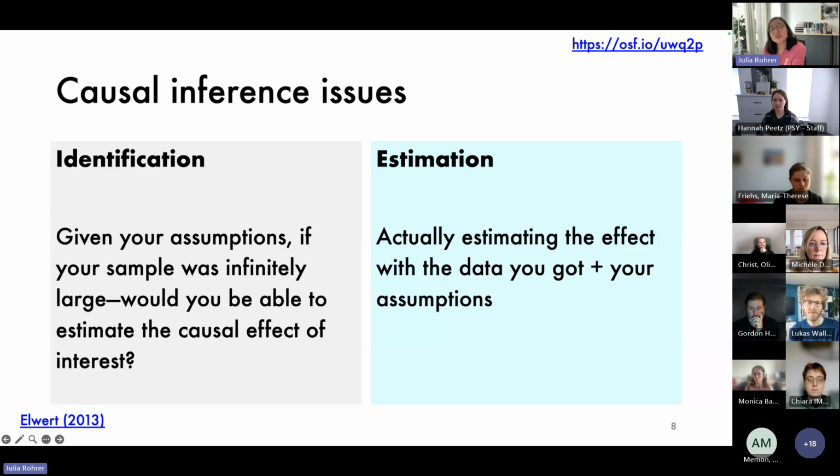And then in the second step, you still have to estimate the causal effect. So the second step is about actually estimating the effect with the data you got, with your finite sample size, and with your assumptions. Today I'm going to strongly focus on the identification part. So I'm not actually going to talk about statistical models, and that is because I think the identification part is kind of underappreciated in research. For example, I learned a lot about multi-level modeling, structural equation modeling, and so on, but very little about the assumptions under which these models identify the effects of interest.